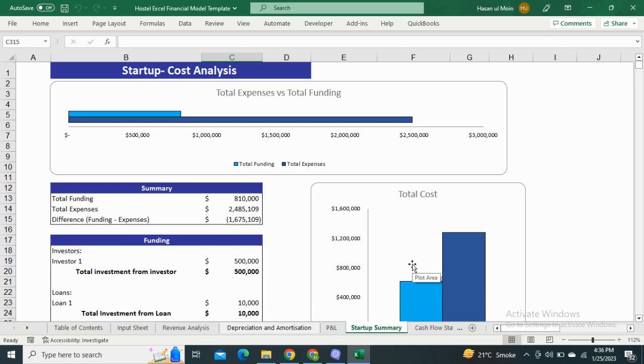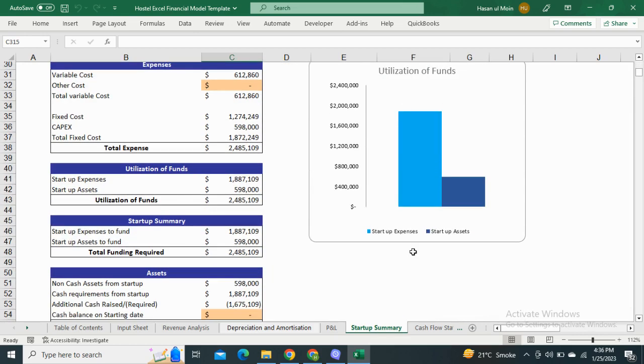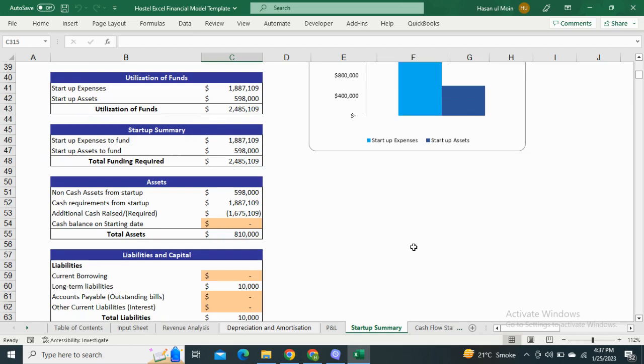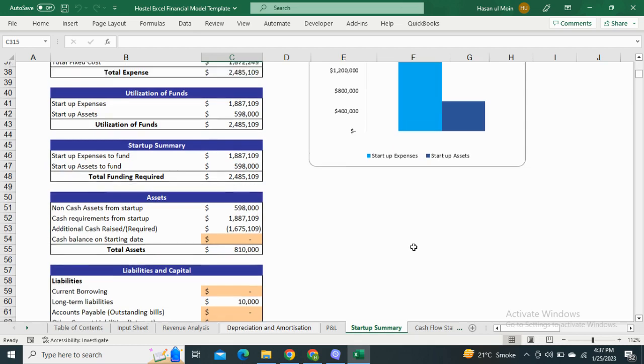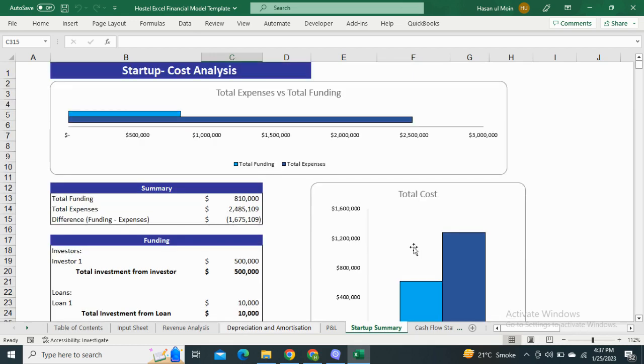Moving on to the startup summary, it shows the total funding required in the first year of the company. It also shows the graphical representation of utilization of fund, the total cost, and the total expenses versus total funding.